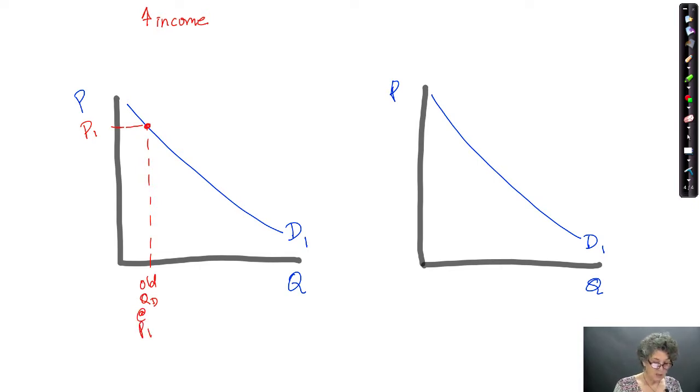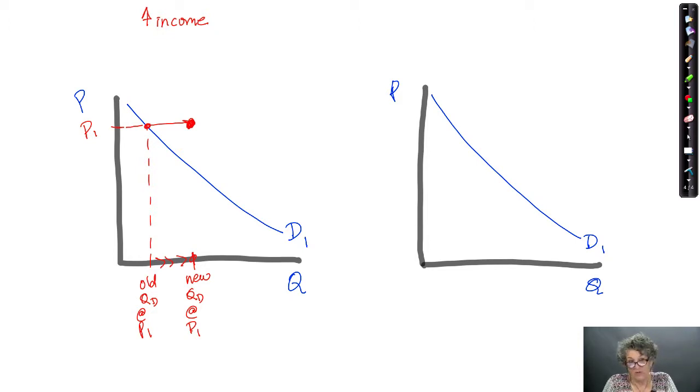And now, because incomes are higher, there's going to be a greater quantity demanded. So the quantity demanded is going to shift to the right. This is going to be the new quantity demanded at a price of P1 as a result of the increase in income. So people have more income, they want to buy more stuff. So at the same price, they'll buy more 6-ounce cups of chocolate-flavored frozen yogurt.